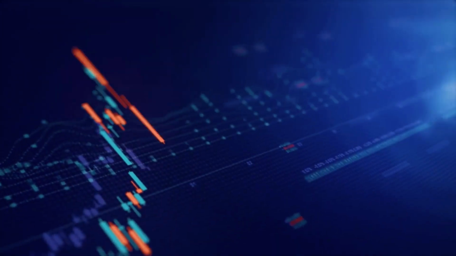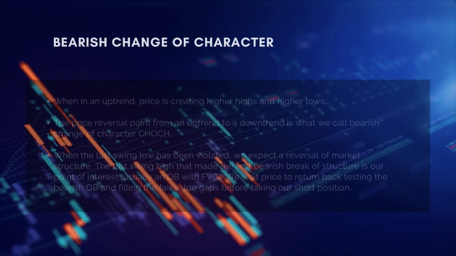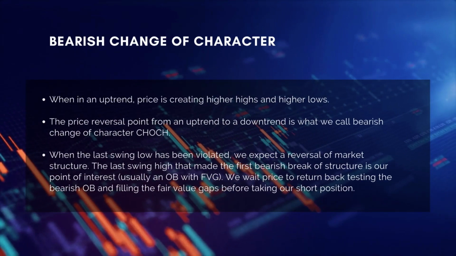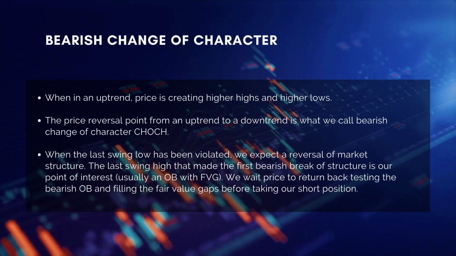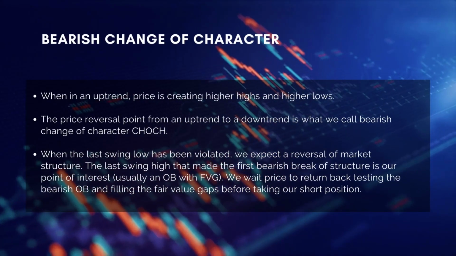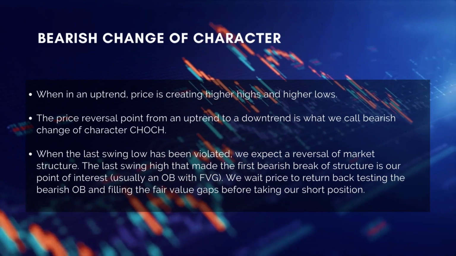So let's start with the bearish change of character. When in an uptrend, price is creating higher highs and higher lows. The price reversal point from an uptrend to a downtrend is what we call bearish change of character. When the last swing low has been violated, we expect a reversal of market structure.